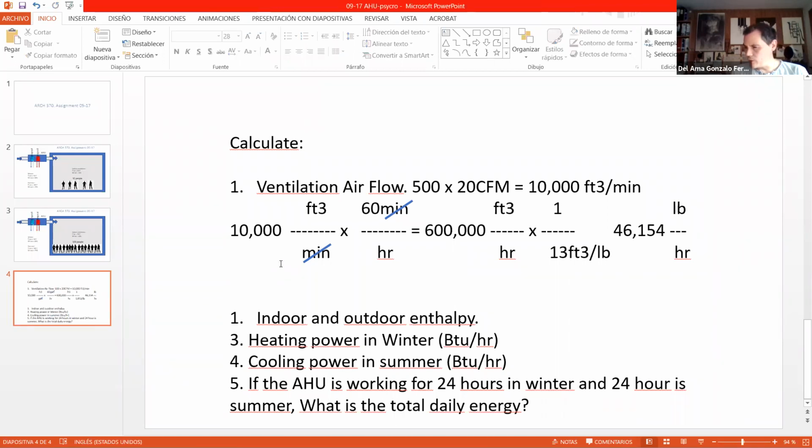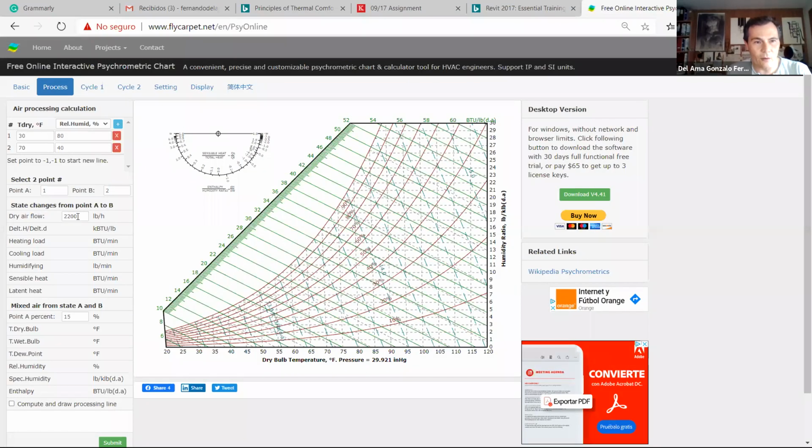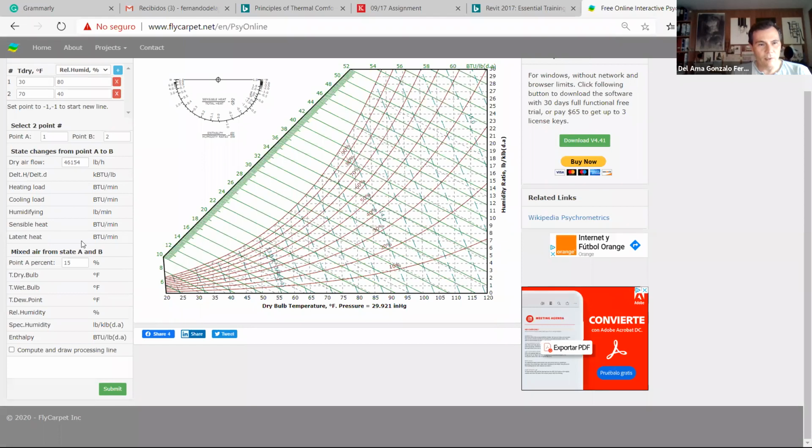So now it's 46,154. We open the file again, and here on this dry airflow, we have to type 46,154. And that's it. We have written the outdoor and indoor conditions. We go from point A to point B. The dry airflow is this one. We only have to compute and draw the line. We submit.